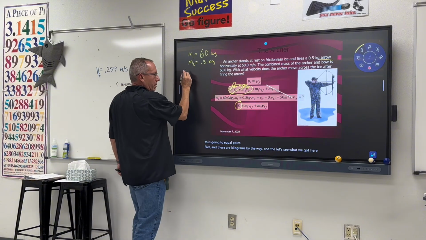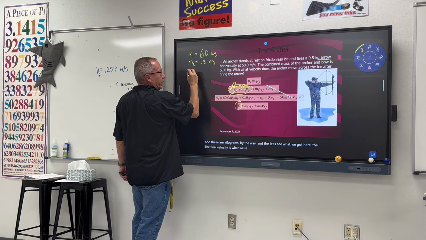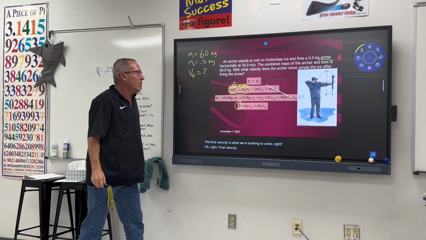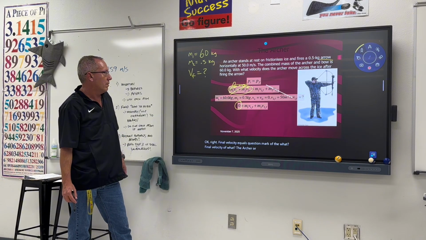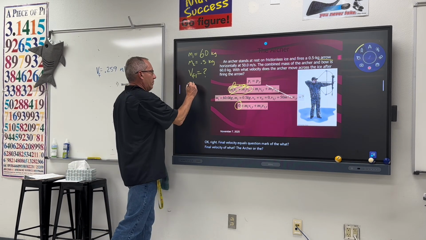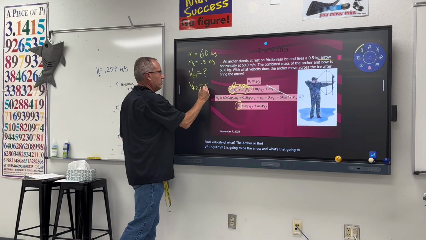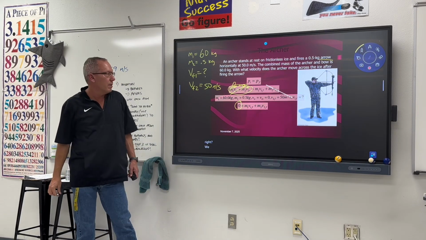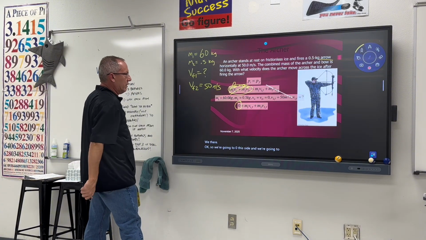The final velocity is what we're looking to solve, right? Final velocity equals question mark, of the what? Final velocity, what, the archer or the VF1, right? VF2 is going to be the arrow, and what's that going to be? 50 meters per second, right? We there?